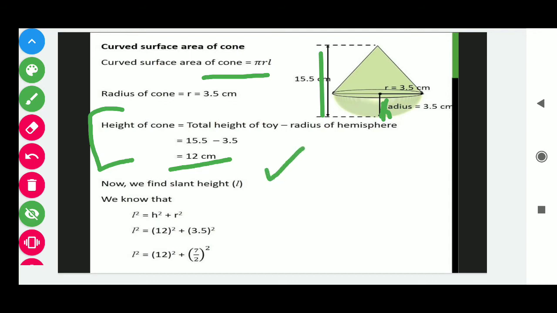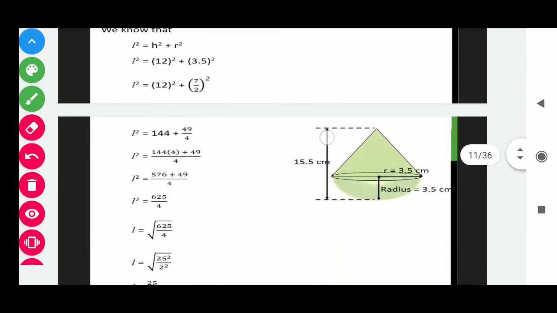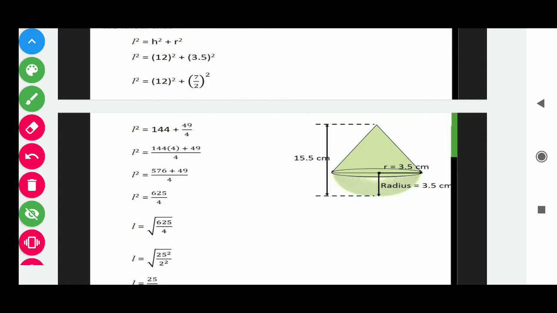Now students, by using the Pythagoras theorem, we can find the slant height. Pythagoras theorem is l square is equal to h square plus r square. Value of h is 12 and value of r is 3.5, and square of 12 is 144 and square of 3.5 we can write as 12.25. So by adding these, l square is 625 over 4, and the square moves to the right hand side in terms of root.